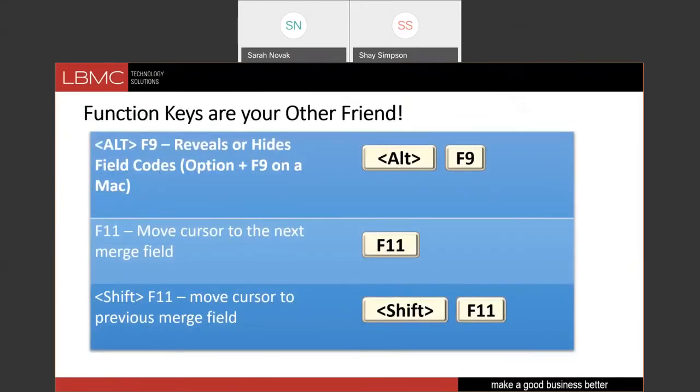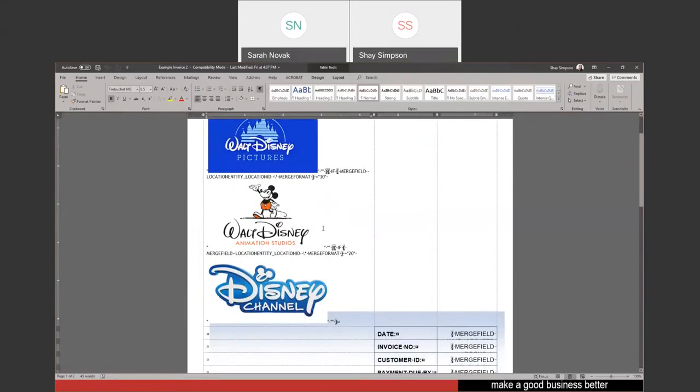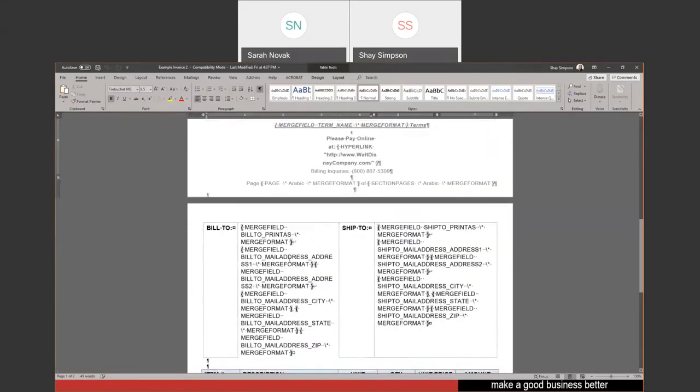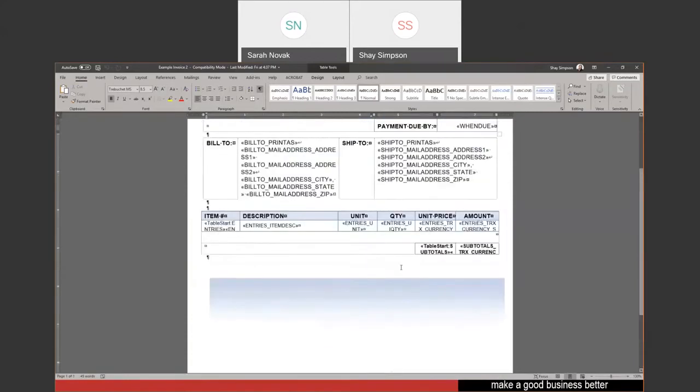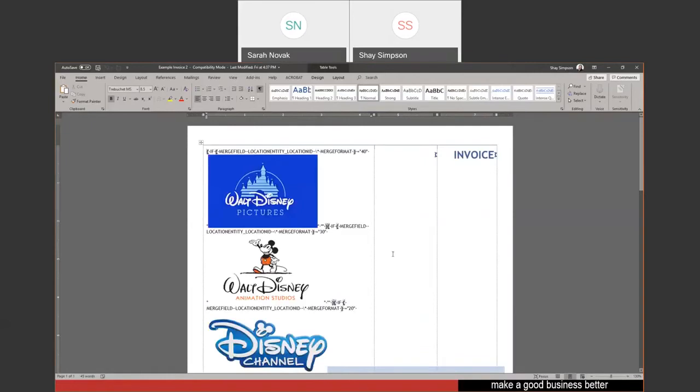Function keys. If you'll notice within my Microsoft Word document, you can see all of my merge fields. So you can see that this is the location ID, location entity. You can see all of the information within the merge fields. Well, oftentimes, if you open up Microsoft Word, this is what you're going to see. All you're going to see is bill to print as, bill to mailing address. You don't see the full functionality of those merged fields. So Alt F9 is going to open that back up.